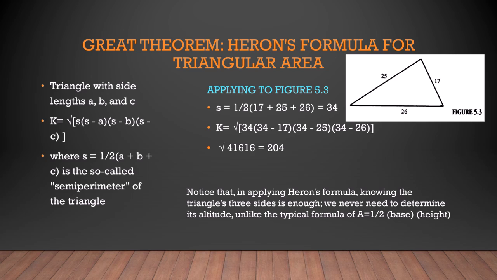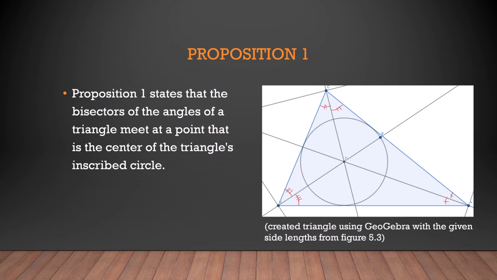Using figure 5.3, we use the side measurement lengths to substitute in to find the value of S. So we get 1/2 times the quantity, which is equal to 34. Let me plug our value for S into our equation for K and get the result of 204, which would be the triangular area. When using this formula in comparison to the normal A equals 1/2 base times height, all we need to find is the 3 side lengths and not the altitude.